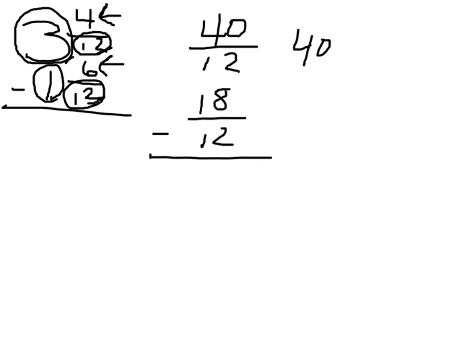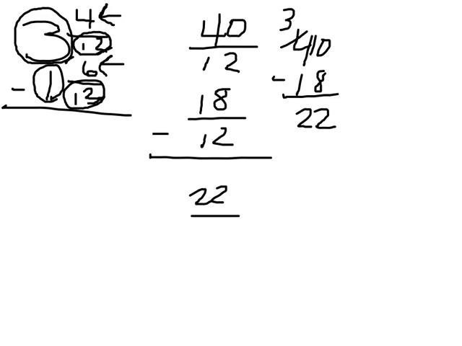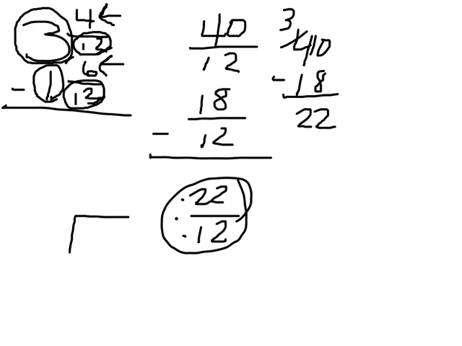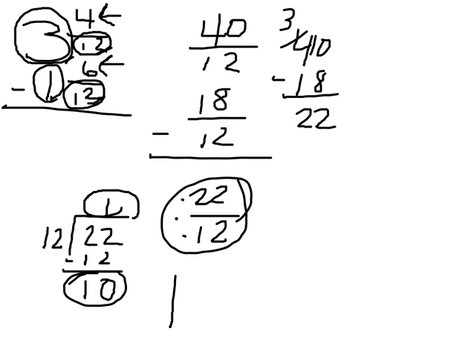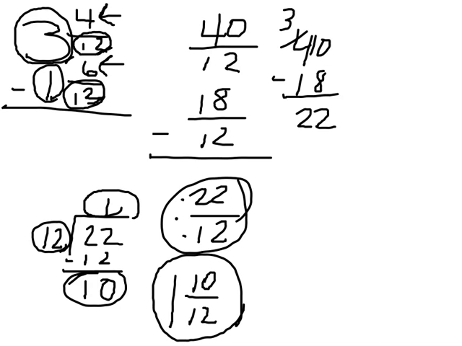So 40 minus 18 is 22 twelfths. So I have 22 twelfths as my answer for that subtraction problem, which we're going to have to change into a mixed number. So we're going to do 22 divided by 12. 12 fits into 22 one time, which leaves me 10. So my new mixed number would be 1 is my big number, 10 is my new numerator, and 12 is my denominator. So 1 and 10 twelfths would be my final answer.